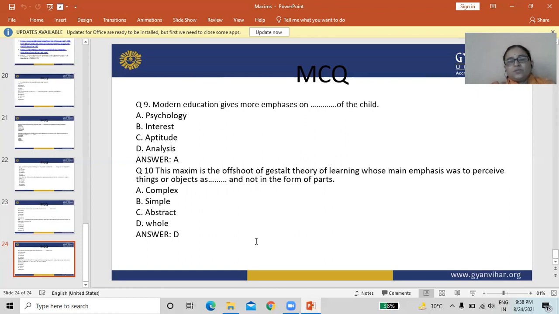Last MCQ: This maxim is the offshoot of Gestalt theory of learning, whose main emphasis was to perceive things or object as blank, not in the form of parts. Option A complex, option B simple, option C abstract, option D whole. Correct answer is option D whole. The maxim is the offshoot of Gestalt theory of learning, whose main emphasis was to perceive things or object as whole, not in the form of parts.